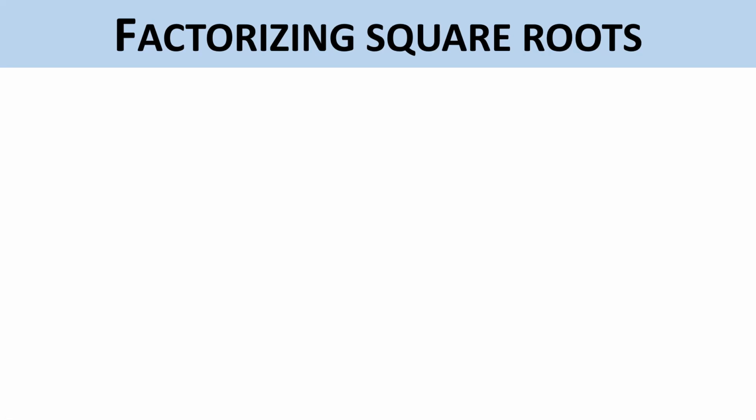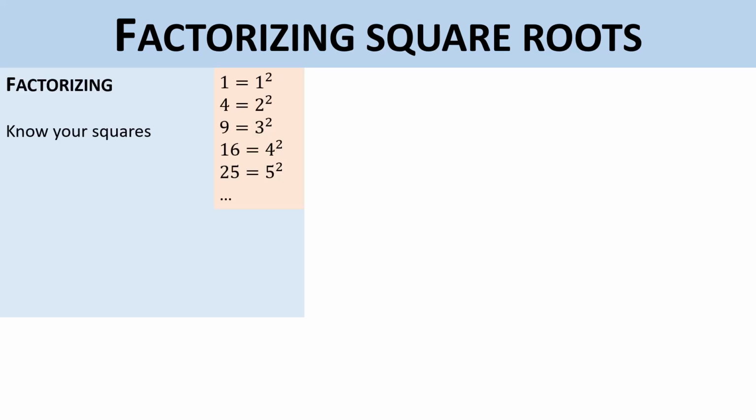Okay, so now we're ready to learn about factorizing square roots. And in order to be able to do that, we have to be very familiar with the first, let's say, 15 squares. So you know that 1 squared is 1, 2 squared is 4, 3 squared is 9, etc. And this list of numbers, 1, 4, 9, 16, 25, 36, and so on, is going to be very important when we are going to factorize square roots.